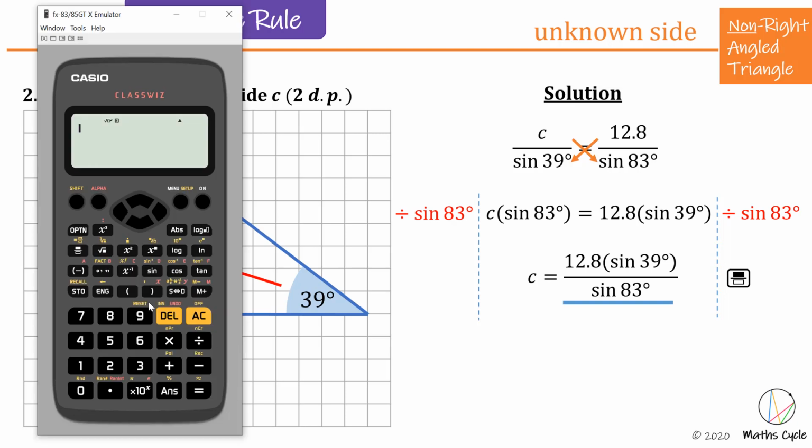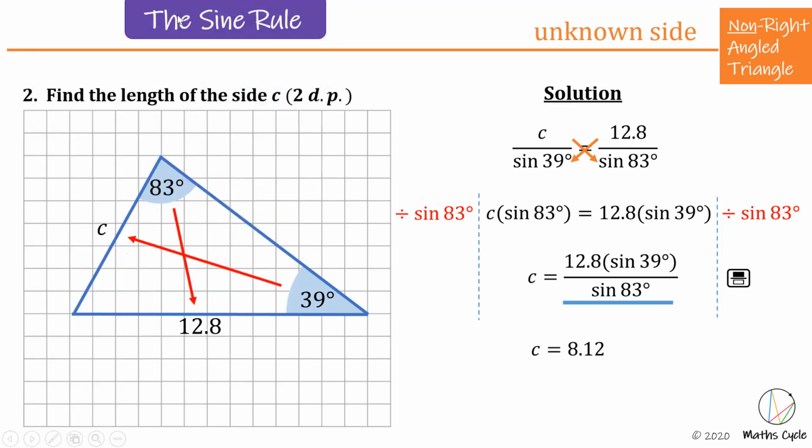So we have the ratio 12.8 by the sine of 39, end bracket, arrow down to my denominator, which is the sine of 83, end bracket, come out of your denominator, which actually you don't always have to do, it still works, equals 8.1157. Check your question. It asked for C correct to 2 decimal places. So after my 0.11, I've got a 5. So let's round up to 8.12. Okay, so the length of C is 8.12.